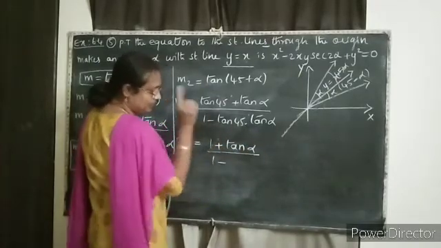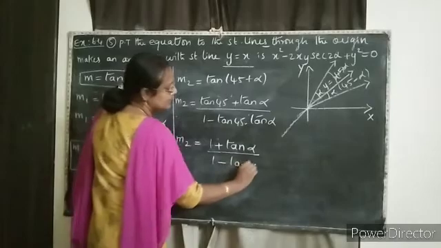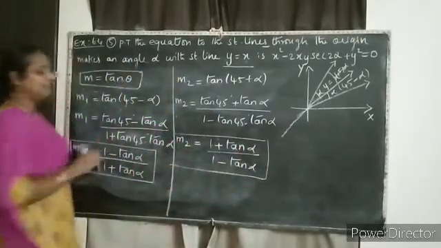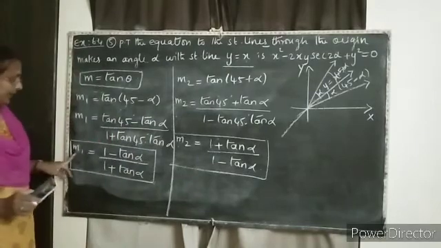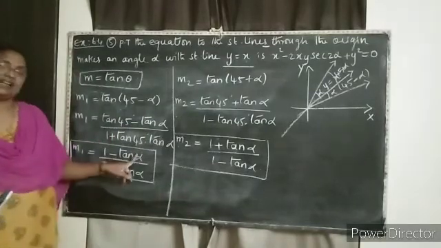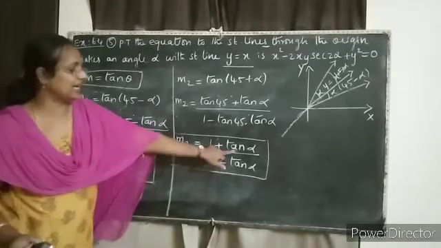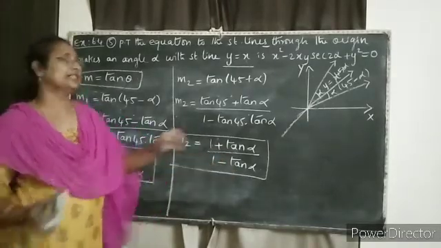Now M2 will be equal to, tan 45 is again 1, plus tan alpha divided by 1 minus tan 45, which is 1 again. It is 1 minus tan alpha. So I got the value of M1 and M2. For M1 I have 1 minus tan alpha divided by 1 plus tan alpha. M2 is 1 plus tan alpha divided by 1 minus tan alpha.